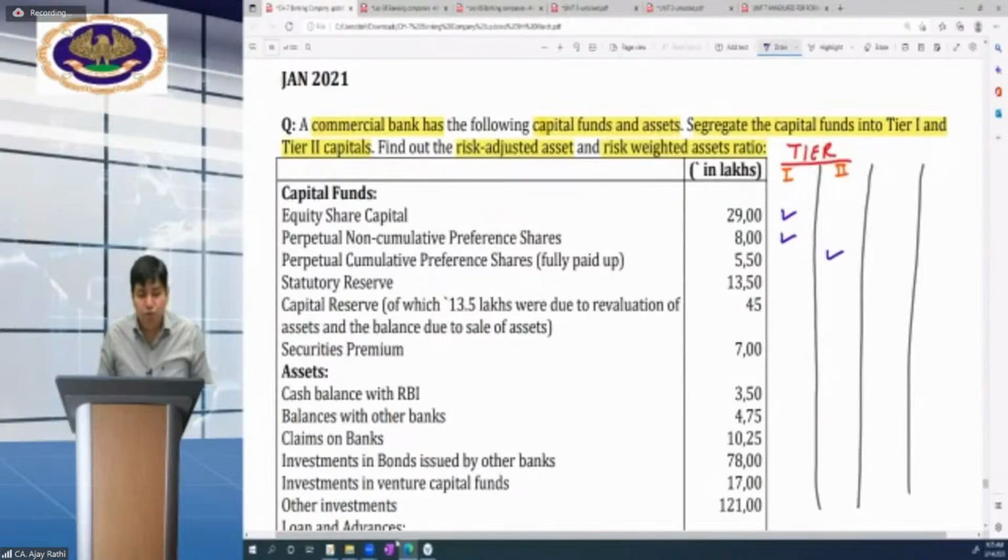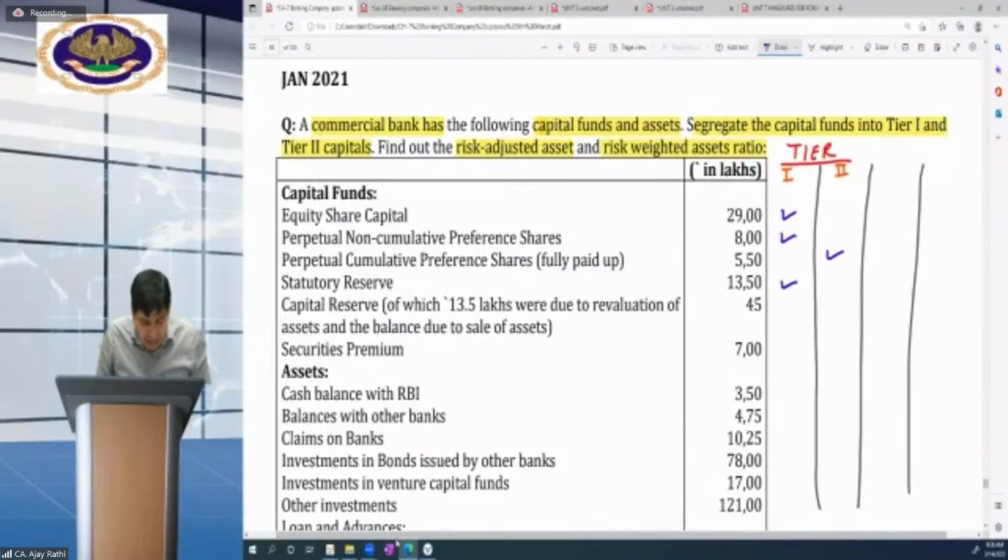Next one, statutory reserve. Yes beta, you are right. But cumulative and non-cumulative is there. Cumulative is like a burden, non-cumulative is like an honor. Anyways, statutory reserve, where you maintain for statutory purposes. Whether it is statutory or for anyone, those are your reserves. Definitely these will fall in tier 1.